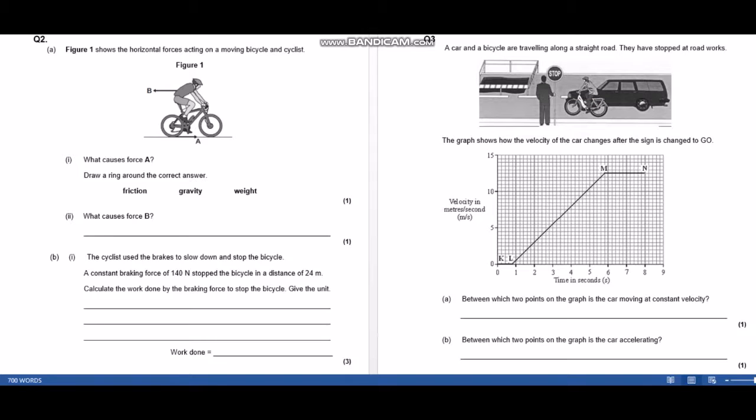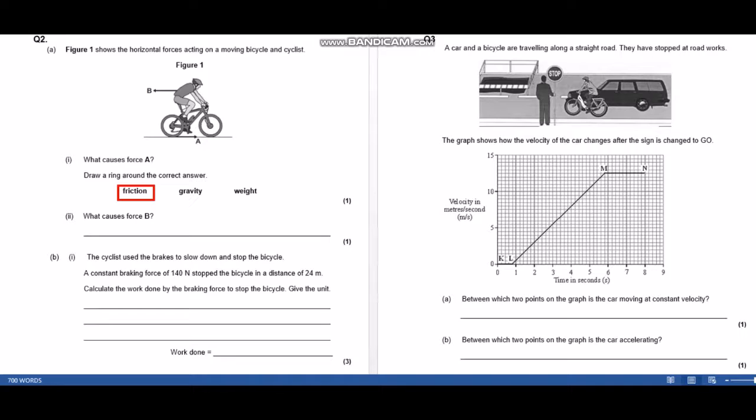Question 2. Figure 1 shows the horizontal forces acting on a moving bicycle and cyclist. A is pointing in the direction the cyclist is moving, B is pointing the way back. What causes force A? Is it friction, gravity, or weight? So it's between the tyre and the ground, and it's friction which causes that force. Friction between the tyre and the ground is what propels the bike forward.